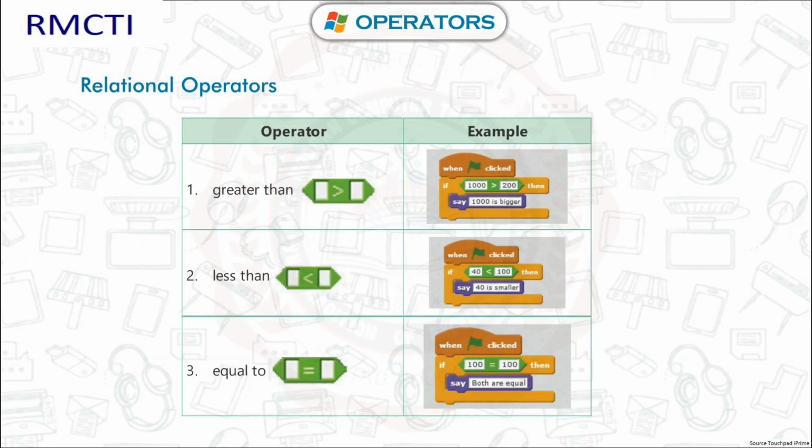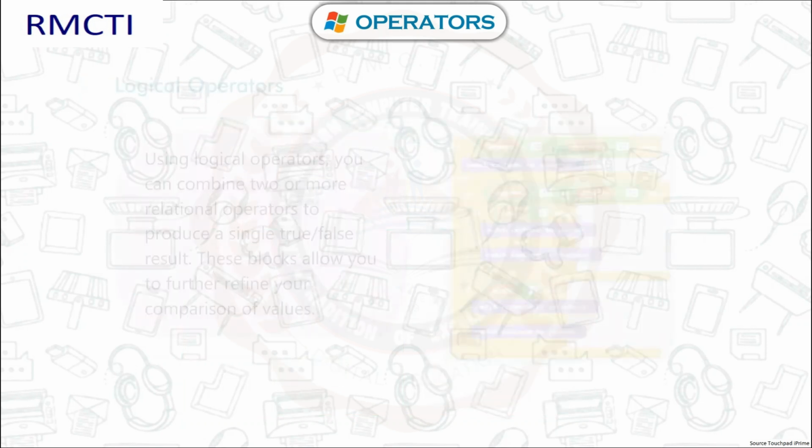2. Less than. When green flag is clicked, if 40 is less than 100, then say 40 is smaller. 3. Equal to. When green flag is clicked, if 100 is equal to 100, then say both are equal.